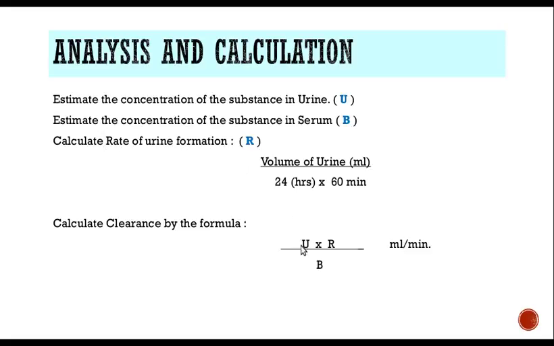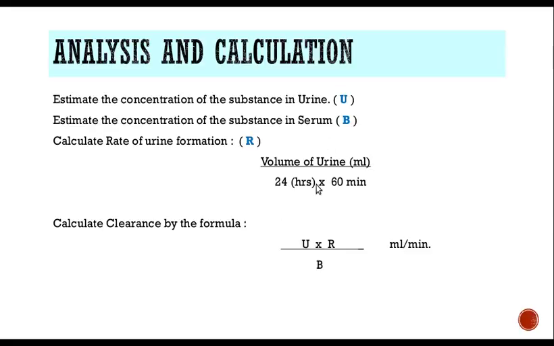Some of the books will say U into V by B, where V gives a confusing meaning, volume. We want the rate of urine formation, that is the volume of urine which you have collected in ml over 24 hours expressed in minutes. So 24 hours into 60 minutes per hour. So the volume of urine collected divided by 24 into 60 will give us the rate of urine formation.